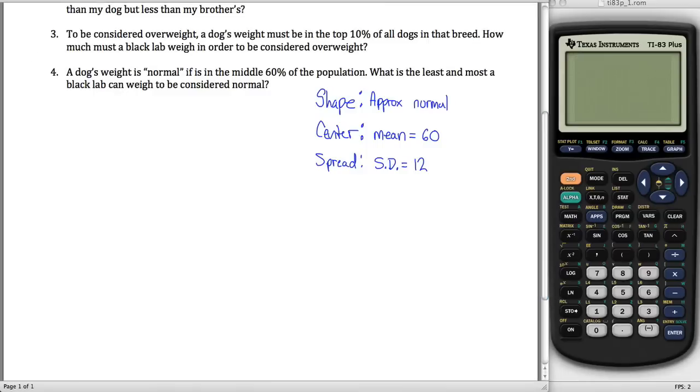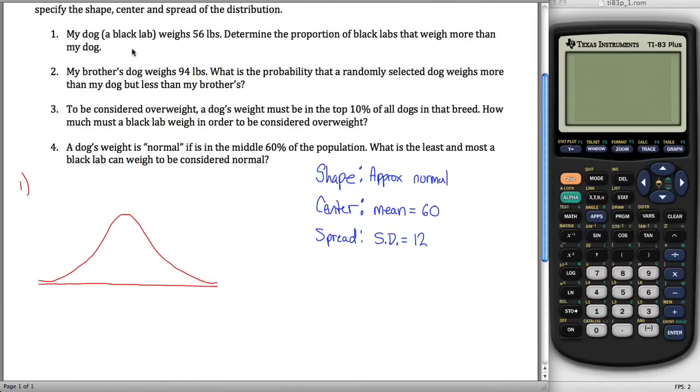So we have this information and we want to answer a bunch of questions. What we'll need is a bunch of pictures of our normal distribution, which I will try to draw. There's one. And in the first part, it says that my dog, which is a black lab, weighs 56 pounds. And what we want to do is determine the proportion of black labs that weigh more than my dog.